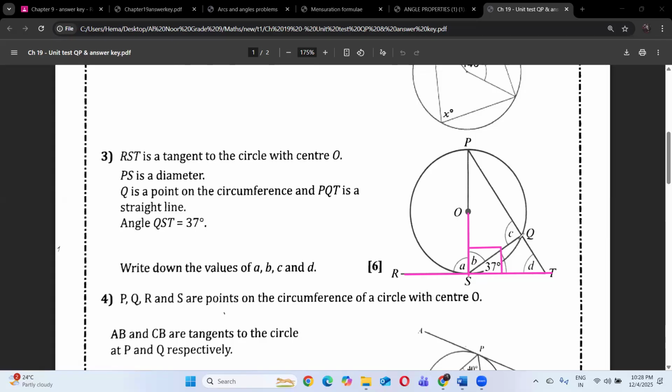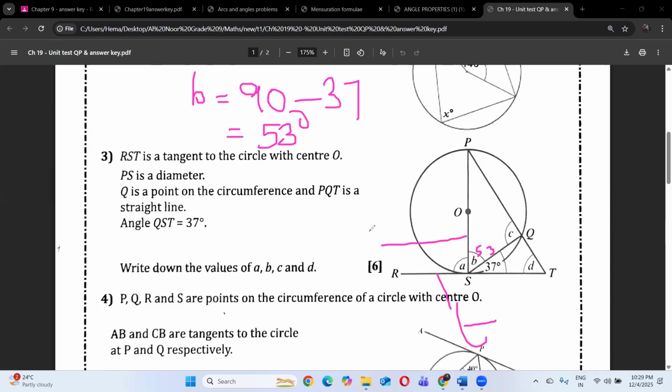So B is between the tangent and the radius. The total is 90, so 90 minus 37 will be 53 degrees. So B will be 53 degrees. Next, now you remember the alternate segment theorem, which I showed you. B you got 53. Now where is angle A? A is between the tangent and the chord.